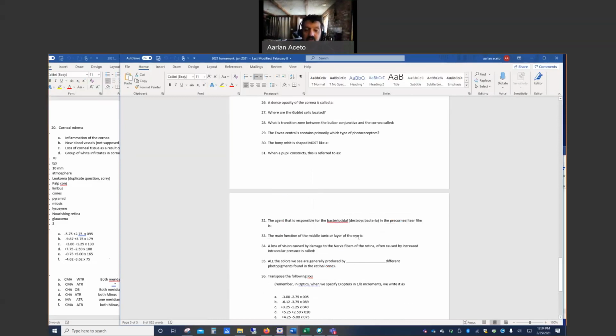A loss of vision caused by damage to the nerve fibers of the retina, often caused by increased intraocular pressure. Your eye is supposed to maintain a certain amount of pressure. The ciliary processes on the ciliary body produce aqueous behind the iris. It fills up and it continues to be made, and it keeps the eye at a certain level of pressure. It goes through the inside of your eye, through your pupil, and then comes back down into your anterior chamber, and then it drains in a place called the trabecular meshwork. So there's always fluid inside your eyeball being produced and drained, and it should keep a certain amount of pressure at all times.